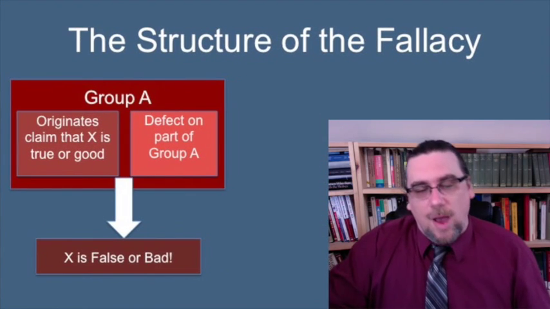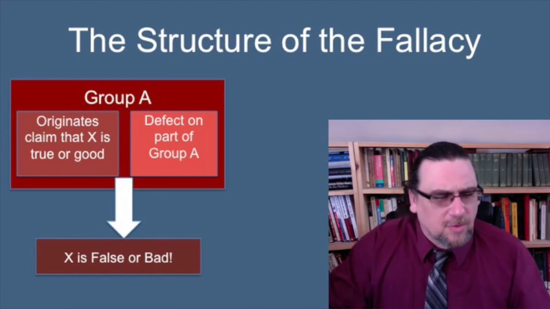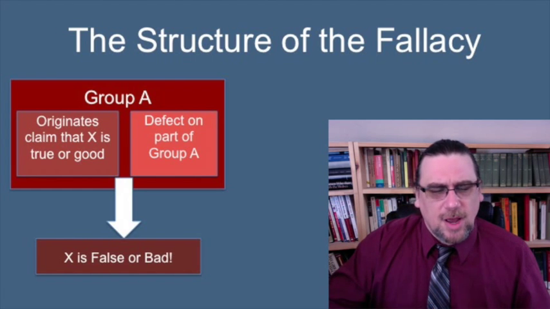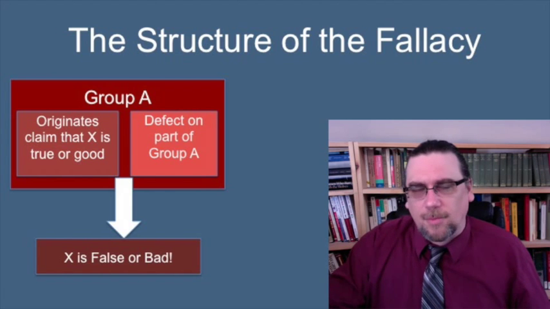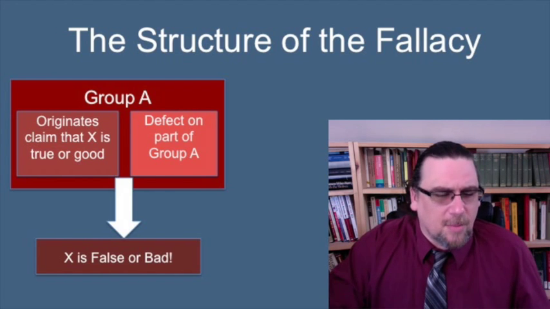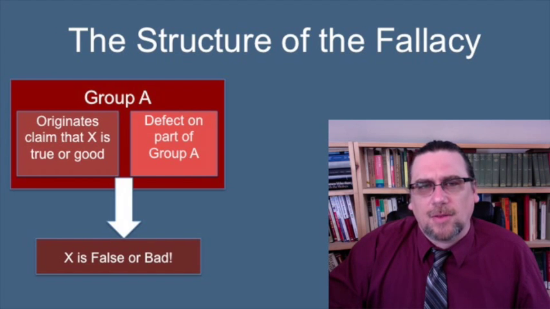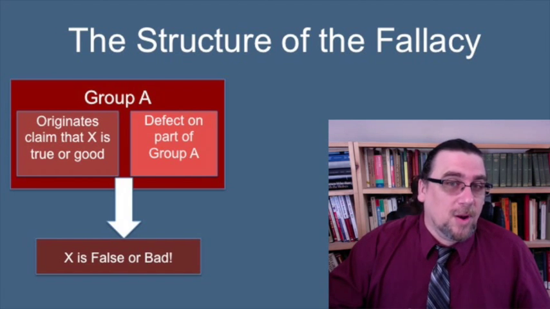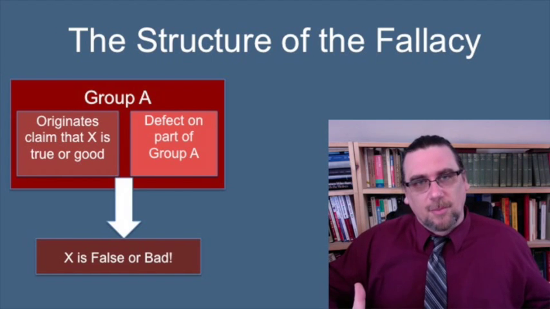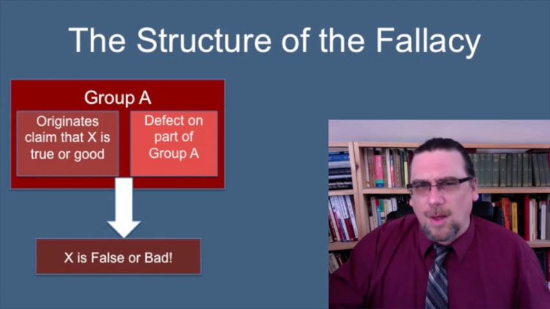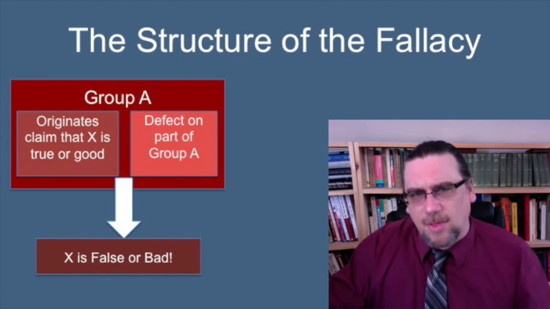If we look at it graphically, here's one way to represent it. Group A originates this claim that X is true or good or something, but there's some sort of defect on the part of Group A. There's something that's not good about it. There's something that's off-putting or limited. And so we say that X, therefore, is false or bad. And this is a sort of general schema. We have to do a little bit of work with this fallacy to get some of the examples to fit into there.